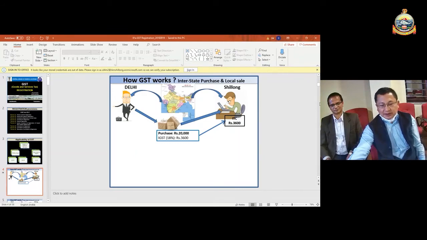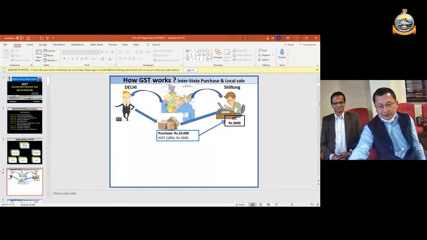So under GST, for every interstate purchase, we have IGST. And for every intrastate purchase or supply, that is within the state, we have CGST and SGST. So for this supply, a dealer in Shillong purchasing a certain item from a supplier in Delhi, this will be an interstate purchase or interstate supply on which IGST will be applicable.